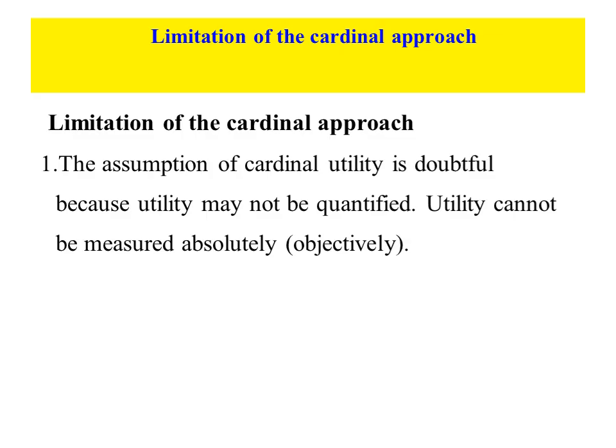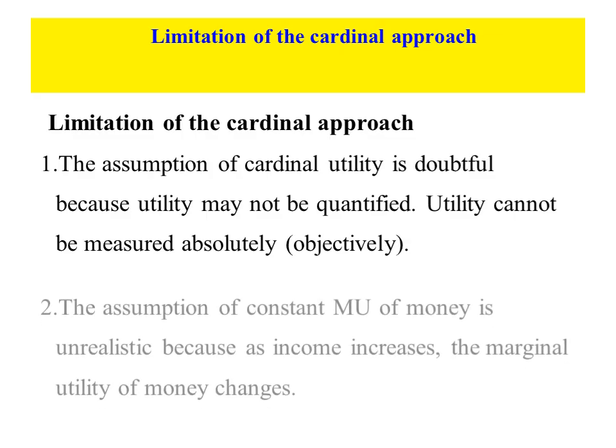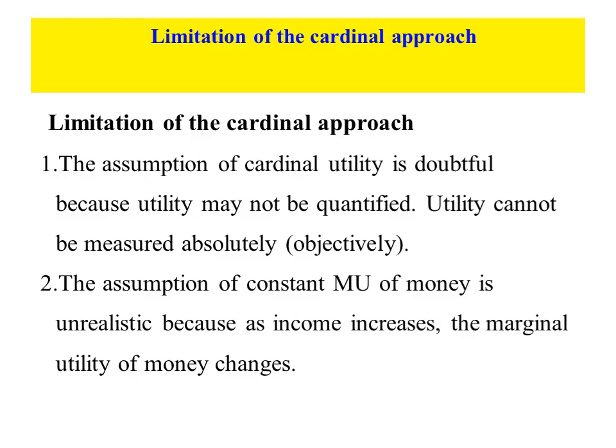The assumption of cardinal utility is doubtful because utility may not be quantified. We cannot measure satisfaction. For example, if you eat food and you're satisfied, you cannot measure it in numbers. So utility cannot be measured absolutely or objectively. This is one limitation. The second limitation is that the assumption of constant marginal utility of money is unrealistic, because as income increases, the marginal utility of money also changes. It is not constant.